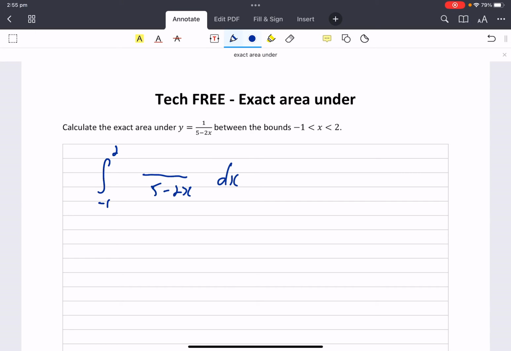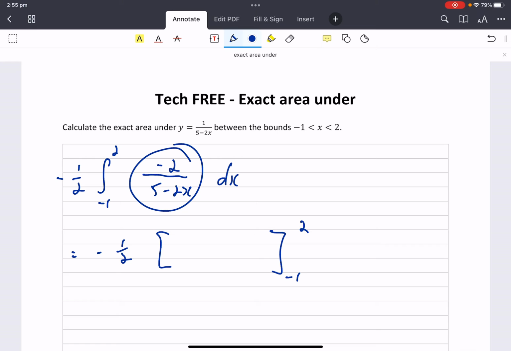You can see I've left the numerator blank because I really don't want it to be a 1. I want it to be a minus 2. So it's in that pattern, the derivative on top of a function, and therefore I've got to take the negative a half out the front. Then I'm going to integrate this thing here. So it's going to be the natural log of 5 minus 2x.